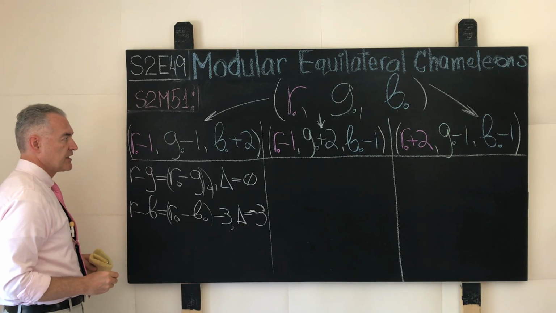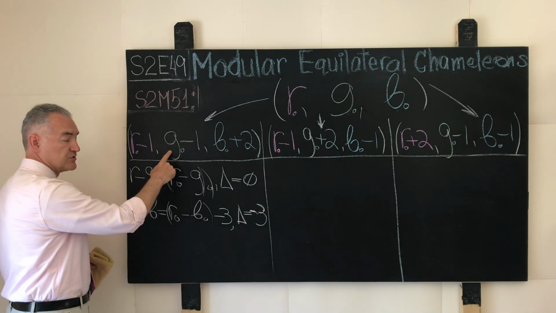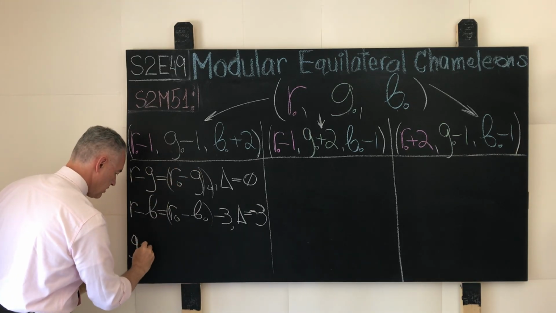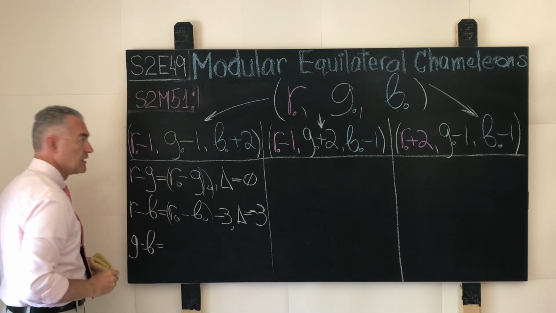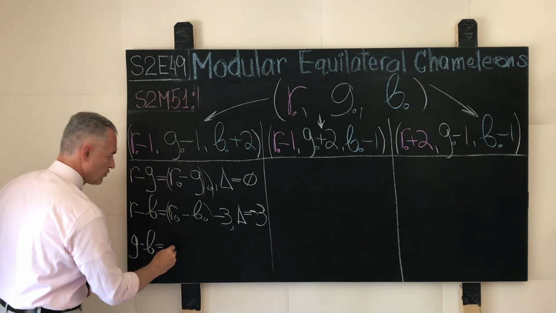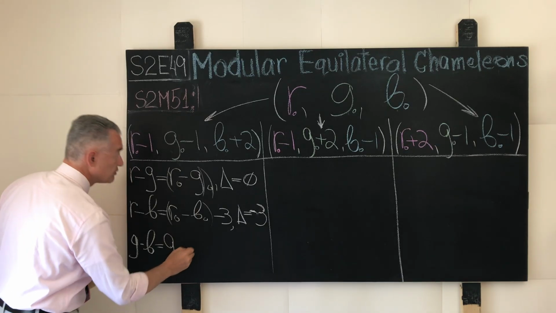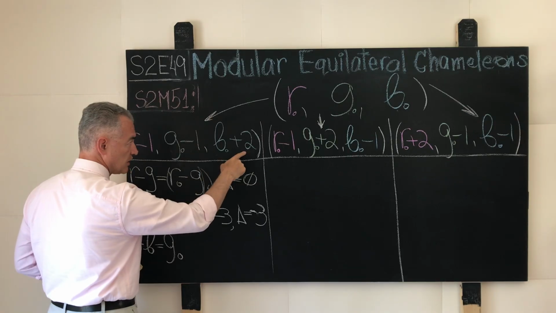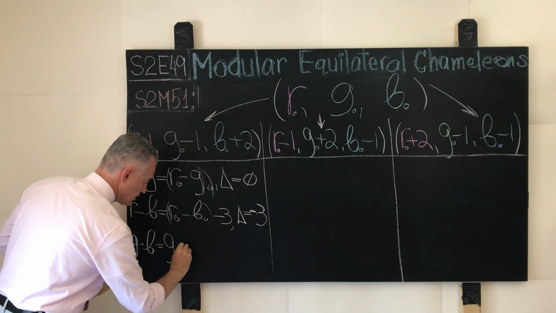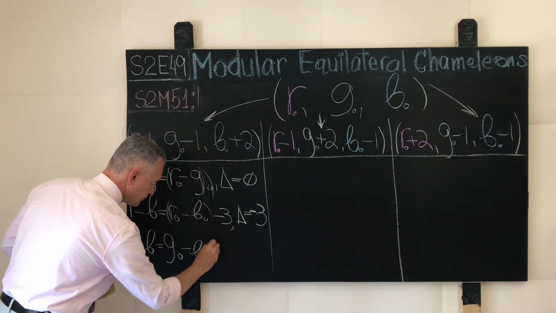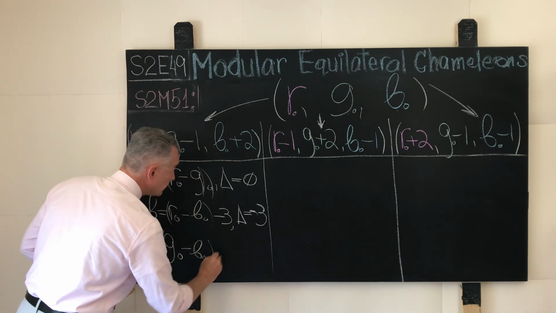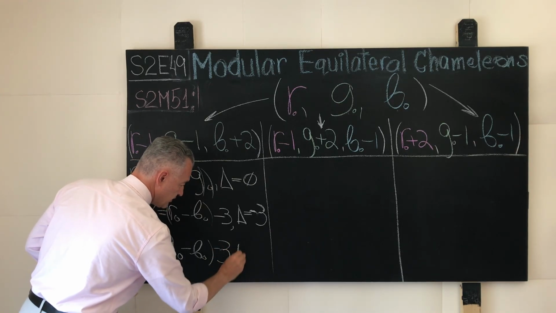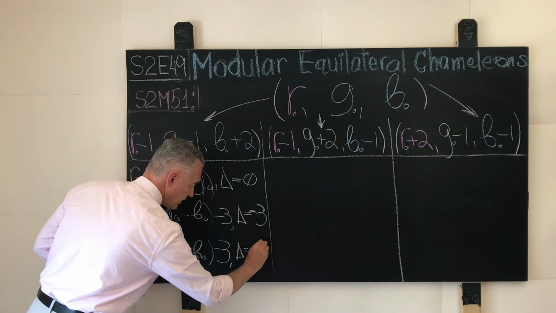Negative 3. And the last case, when we construct the difference between the number of green and blue chameleons after the transformation, this will be what? G sub 0 minus 1, basically the same thing, minus B sub 0 minus 2, minus 1 minus 2, negative 3. So G sub 0 minus B sub 0, again, our initial difference, negative 3, and the delta in this case is also negative 3.